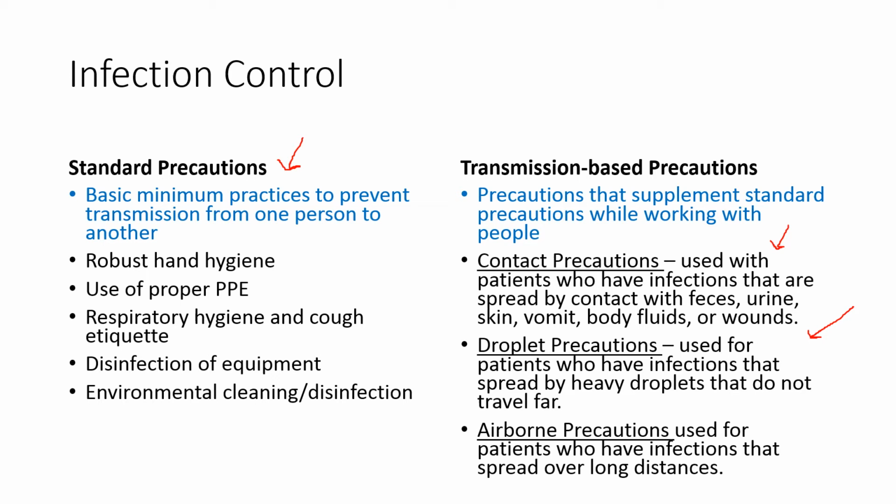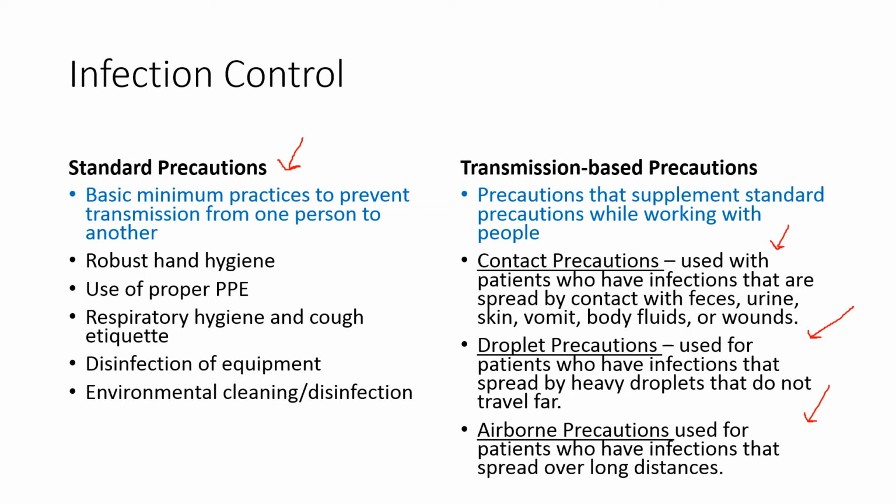Airborne precautions are used when patients have infections that are spread over long distances. So they're producing those little tiny air droplets, those droplet nuclei that travel really far and hang in the air. So in this case, patients or staff may have to wear that N95 mask that you might have heard of in the news. It reduces 95% of the particles that could be breathed in or exhaled.